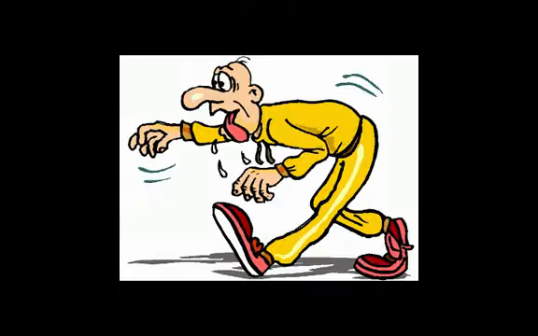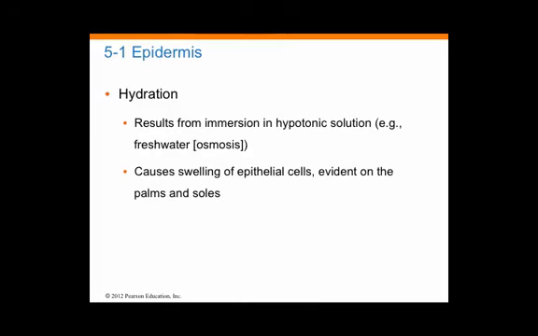Symptoms of dehydration include extreme thirst, dry mouth, irritability, and confusion in adults, or fussiness or sleepiness in infants and children, little to no urination and darker than normal urine, and sunken eyes. Hydration will occur if the body is immersed in a hypotonic solution such as fresh water. A hypotonic solution will cause water to move into the cells through osmosis, causing swelling of the keratinocytes. This swelling will be evident especially on the palms and the soles where puckering of the skin will occur.